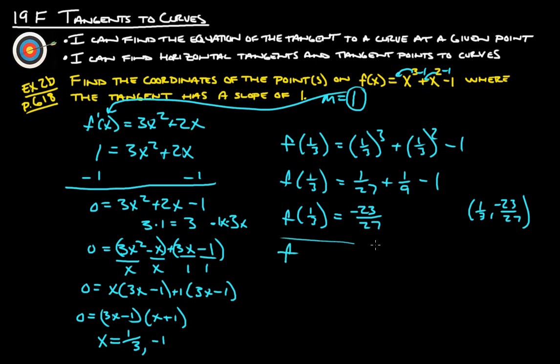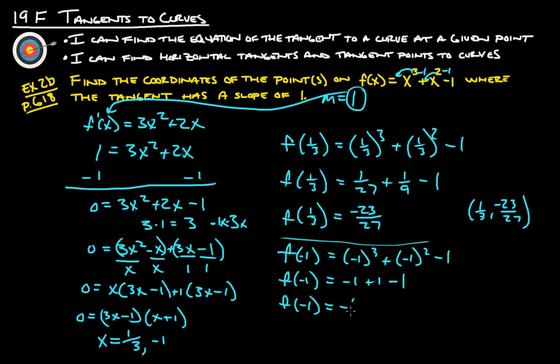And then we'll do the other one, which is f of -1. So we do -1 cubed plus -1 squared minus 1. -1 cubed is -1. -1 squared is 1. And then minus 1, so we get f of -1 is -1. So the other point then is -1, -1. So here are our 2 points at which the tangent to the curve has a slope of 1.